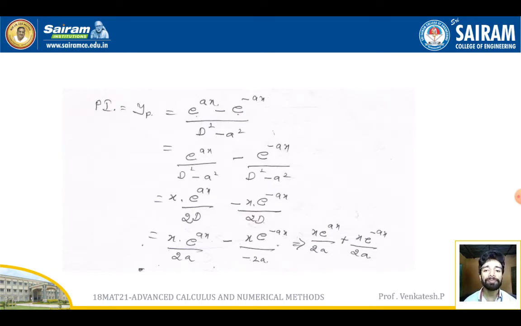Now to find the particular integral, we have to replace all the D terms by the x coefficient from the exponential. In the first equation, I can replace D by a, and in the second equation I can replace D by minus a. If I replace D by a and D by minus a in both equations, the denominator leads to 0. Since the denominator is leading to 0, I am going to differentiate the denominator with respect to D.